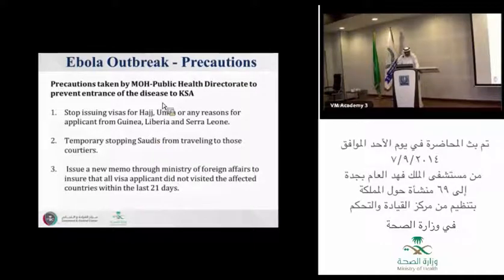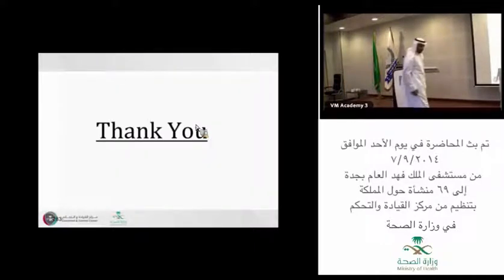The precautions were taken by MOH. Again, this is a slide, as I think you heard today: stop issuing visas from these countries, temporarily stopping Saudis from traveling to these countries, and finally issuing a new memo from the MOH, the Minister of Foreign Affairs, that any people who travel to this country, even if they had a visa from another country, they should be asked about this issue.